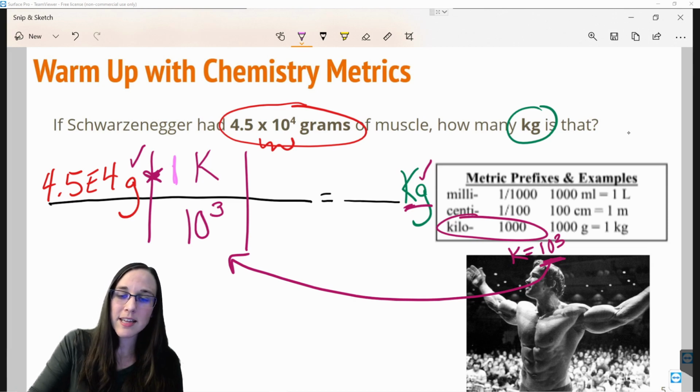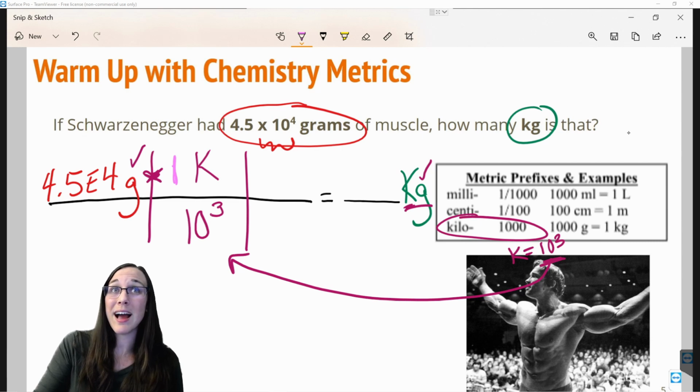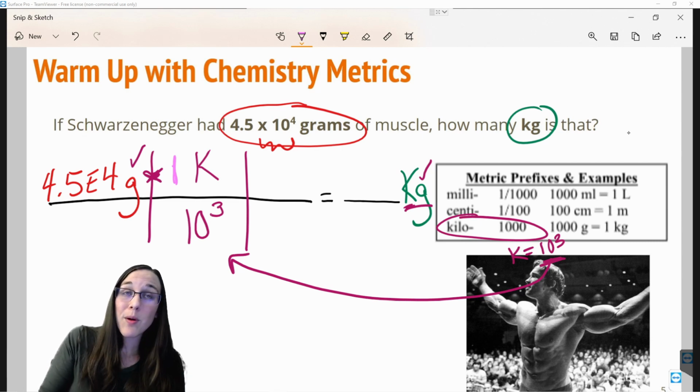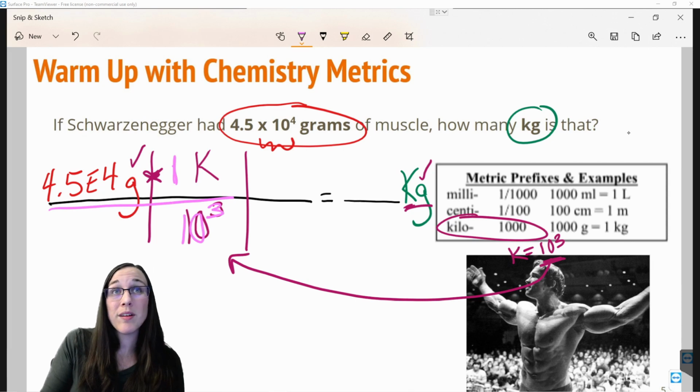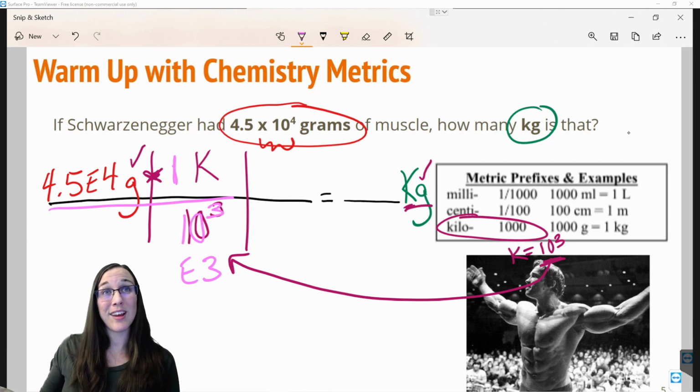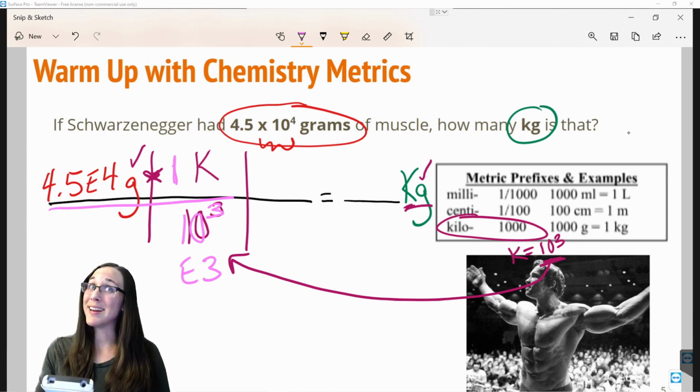So the 1 times the 4.5 e to the 4 still gives me 4.5 e to the 4. But now what we want is to divide this by 10 to the 3. So essentially what we're doing is just dividing 4.5 E4 by E3 in our calculator. How would this look, you might ask?